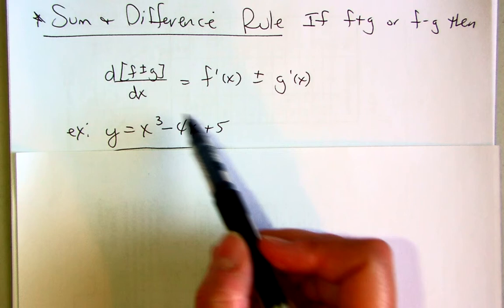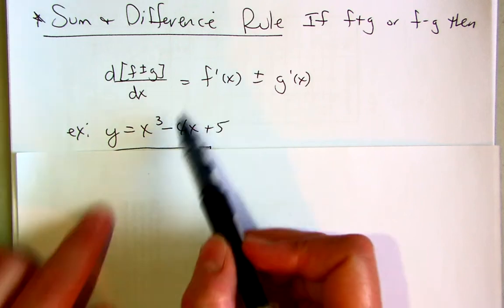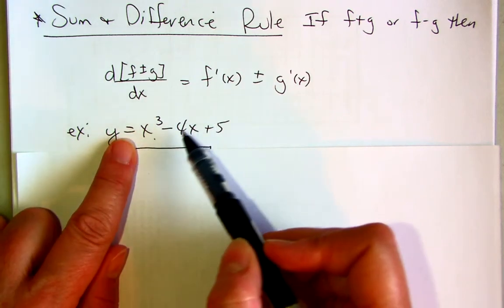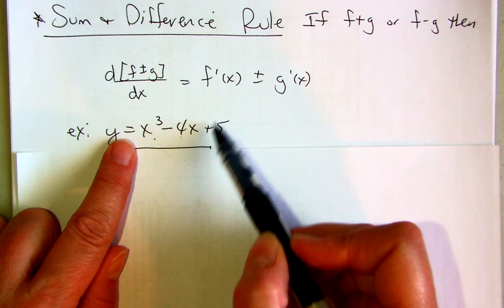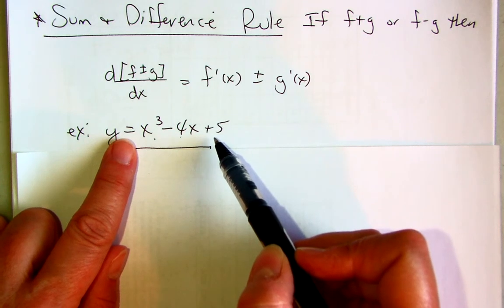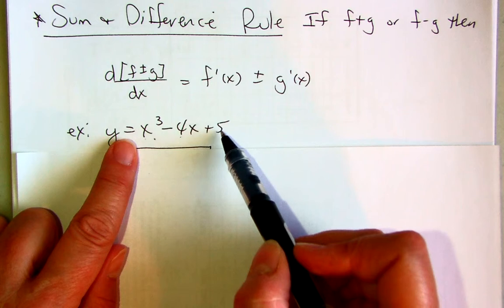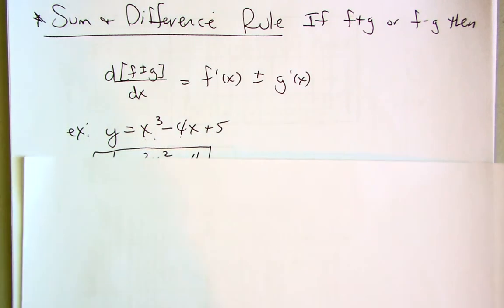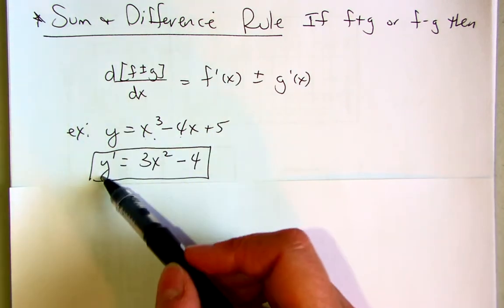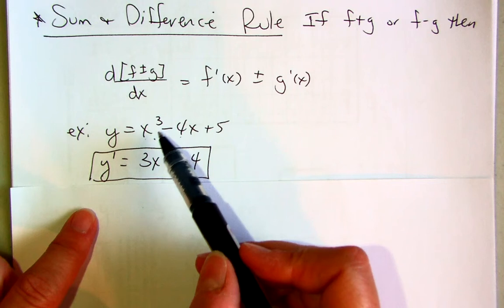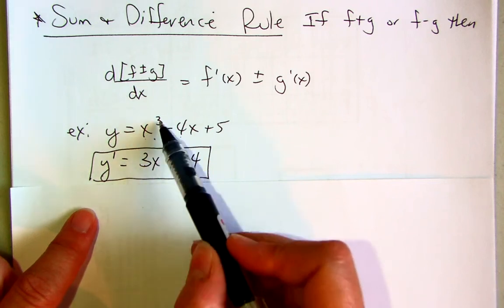y equals x to the third minus 4x plus 5. This could be a function, this could be a function, and this could be a function. I have three pieces. How do I take this derivative? I take the derivative of each individual piece. So let's do that. The first derivative, well, of this piece, I'm going to use the power rule. Bring down the 3 and decrease the power by 1.